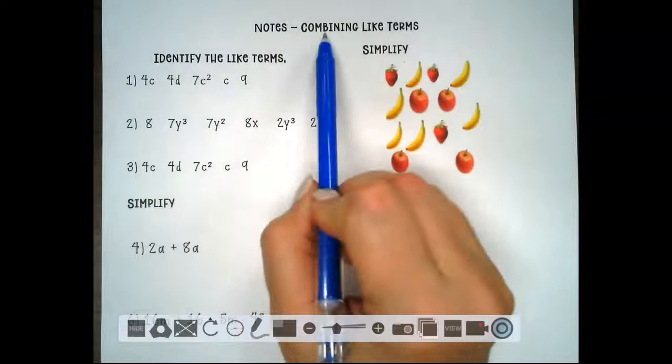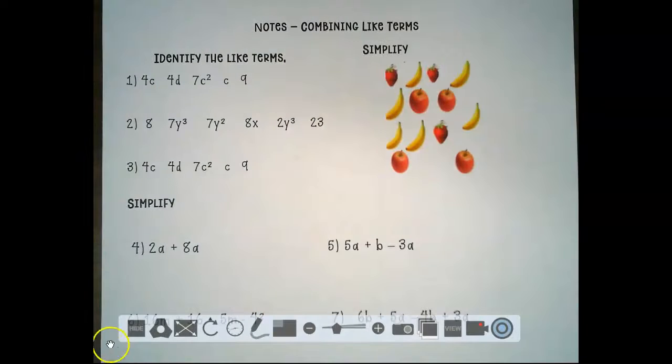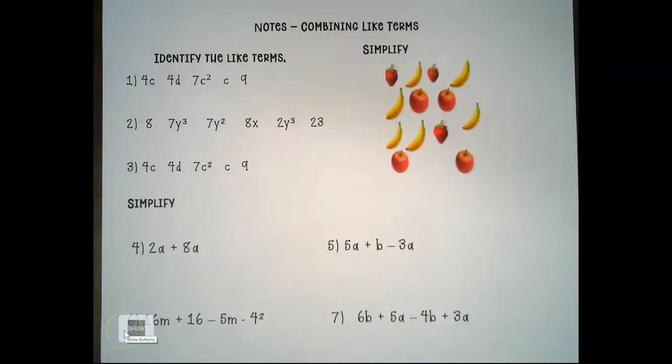Today we're going to be combining like terms. We've talked about the vocabulary for determining which terms are like terms, so let's review that.